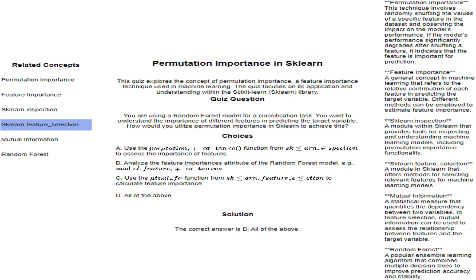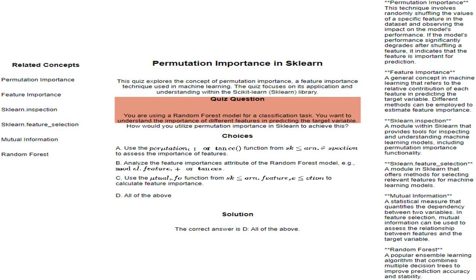Mutual information. Mutual information is a statistical measure quantifying the dependency between two variables. It is used in feature selection to assess the relationship between features and the target variable. Higher mutual information indicates stronger dependence, suggesting that the feature provides useful information for predicting the target. Random forest. Random forest is a popular ensemble learning method that combines multiple decision trees to enhance prediction accuracy and stability.